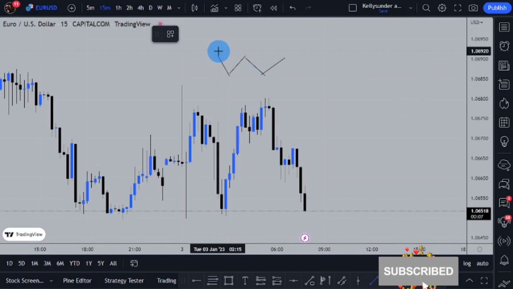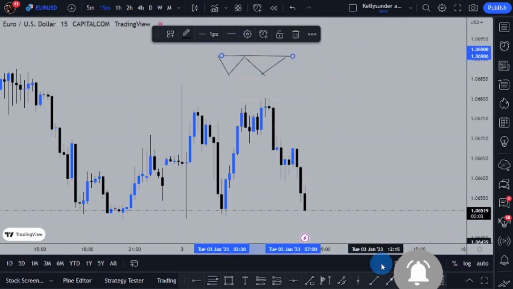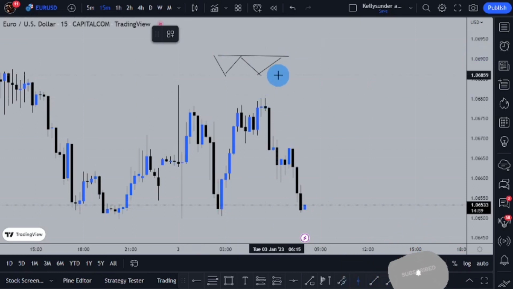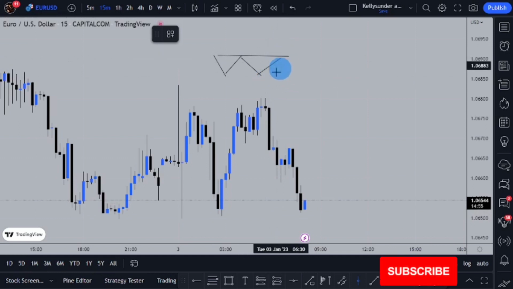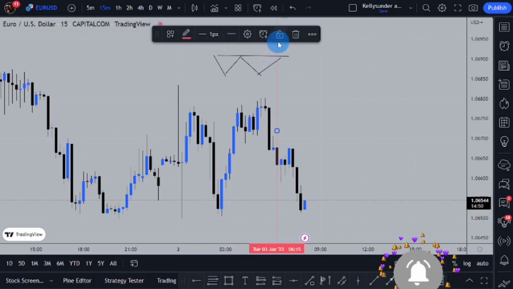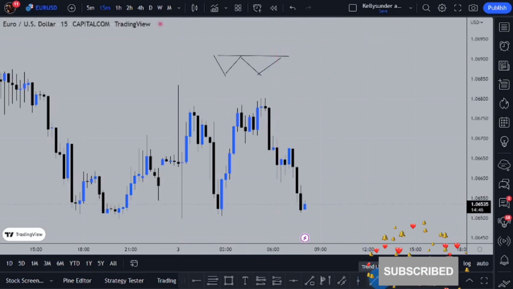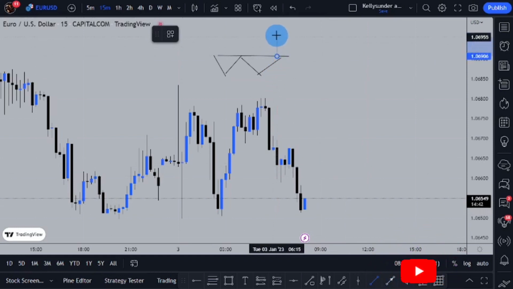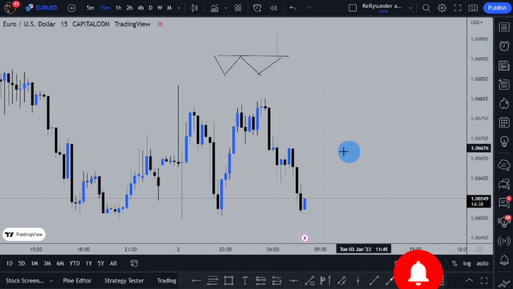So they'll call this the neckline. And what else do they expect? They expect that they will buy here, then take profit at the measurement of this from high to low, or double high to low. So now they will be entering here for a buy and putting their stop loss below.